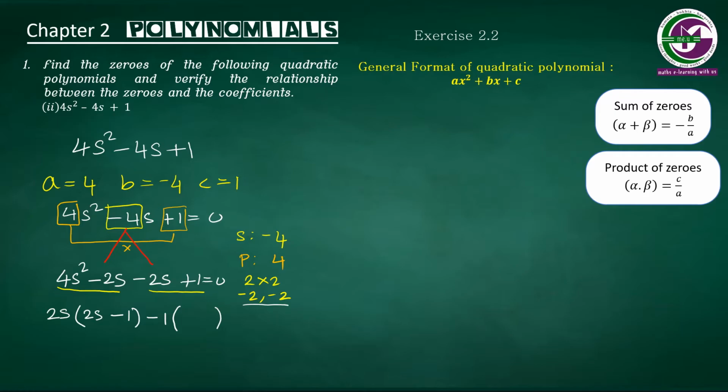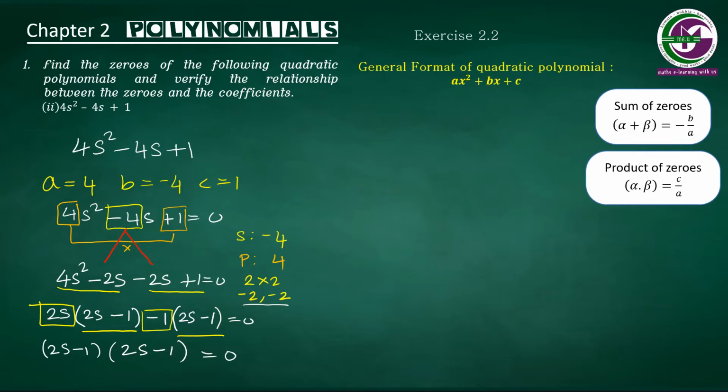So minus 2s divided by minus 1 is 2s, 1 divided by minus 1 is minus 1, equal to 0. Now you can see that both the bracket terms are the same. So it is a common factor from the two terms, and we'll take it common. So you'll get 2s minus 1 as common. What is remaining here? Here 2s is remaining, here negative 1 is remaining. 2s minus 1 equals 0.